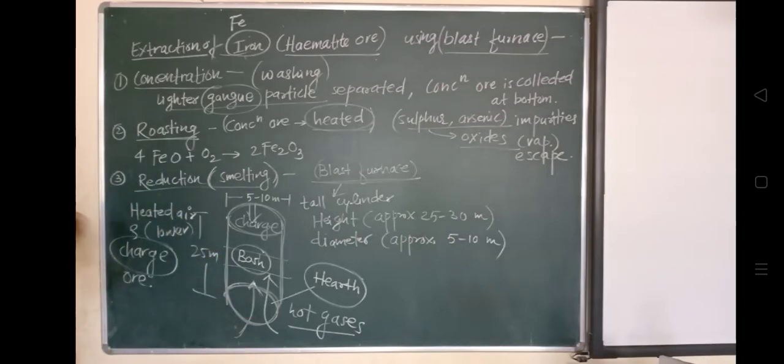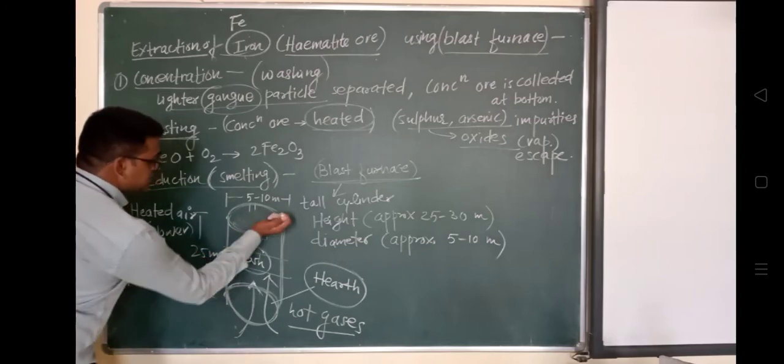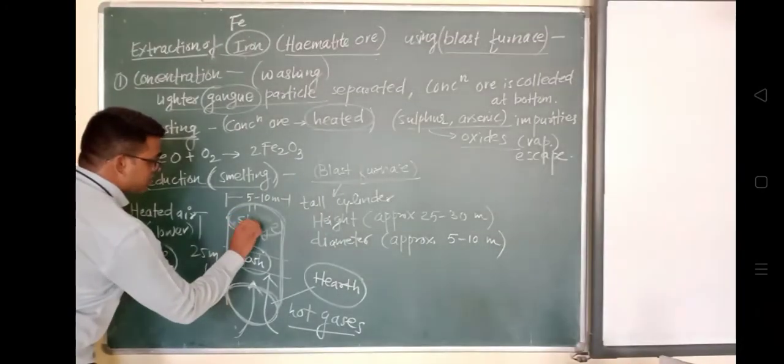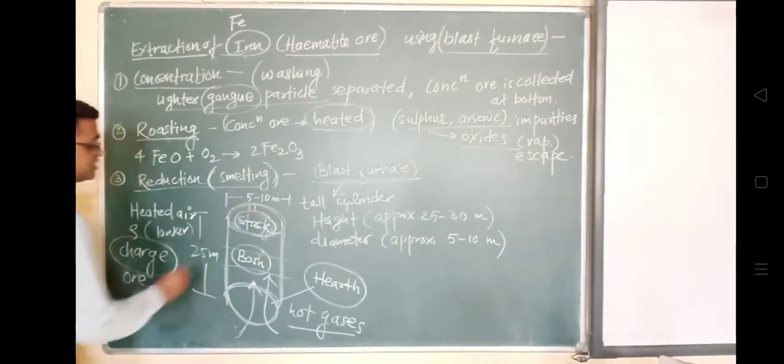In this way, the blast furnace is classified into mainly these three regions. You have to remember: the very first one is the hearth, the lowermost region, and the middle region is called the bosh, where the combustion will take place.